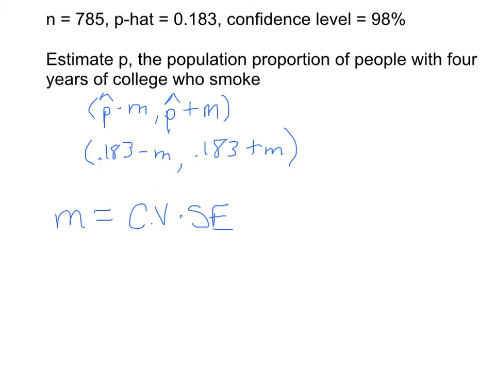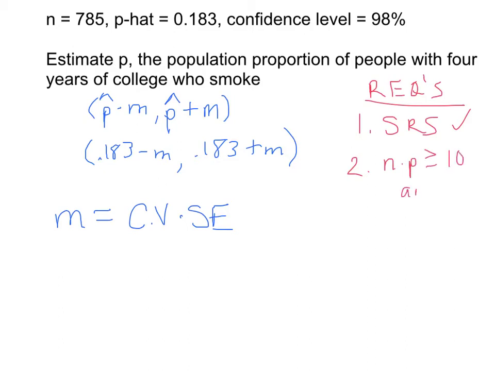So let's check our requirements to make sure that we know the central limit theorem is in place, and we can get a valid confidence interval. So our requirements are, first, we have to have a simple random sample. At the beginning, it said assume that it's a simple random sample. The second thing we have to check is that N times P is greater than or equal to 10, and N times Q has to be bigger than or equal to 10.